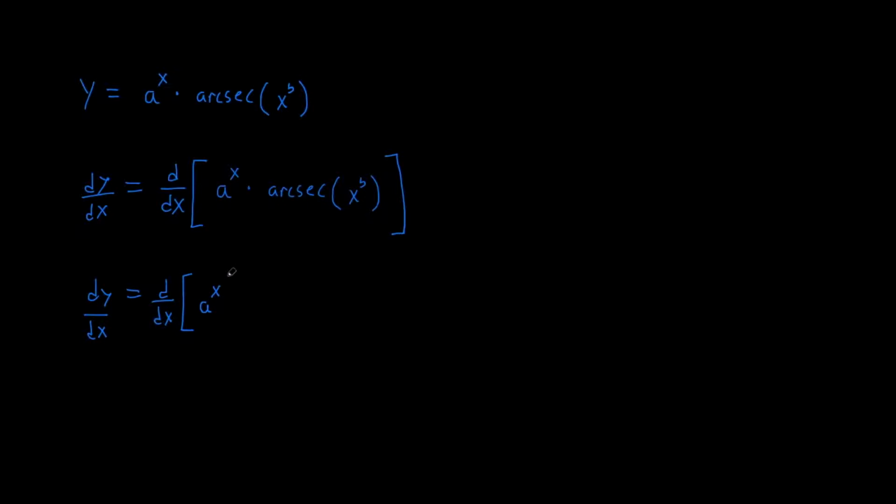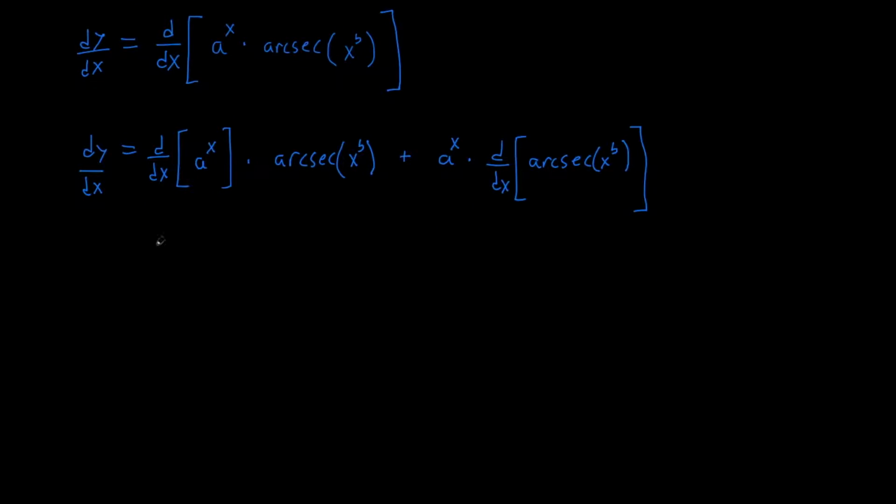a to the x times arcsecant of x to the b, fix that parenthesis, plus a to the x times the derivative of arcsecant of x to the b. And we can begin to take these derivatives.